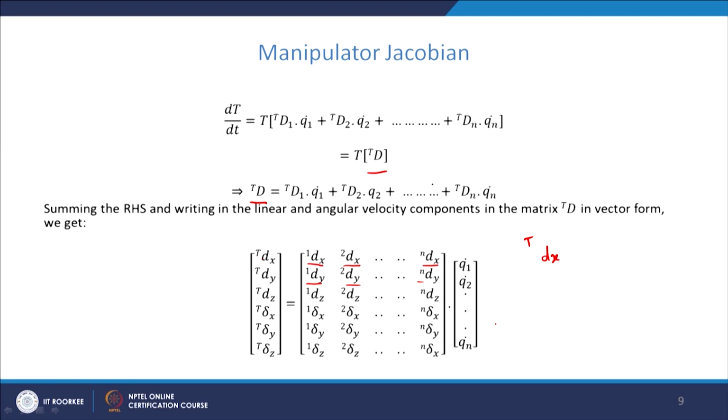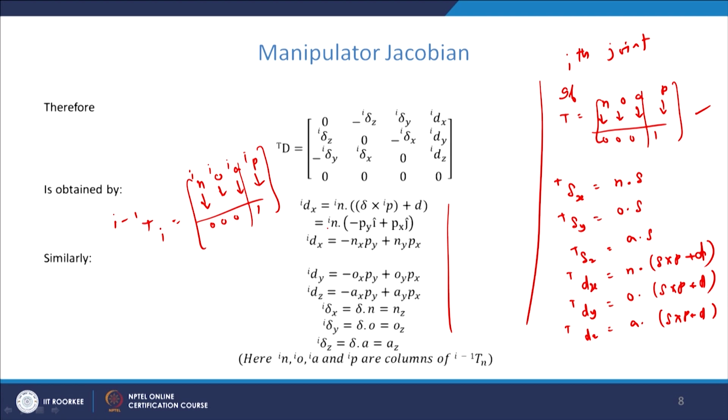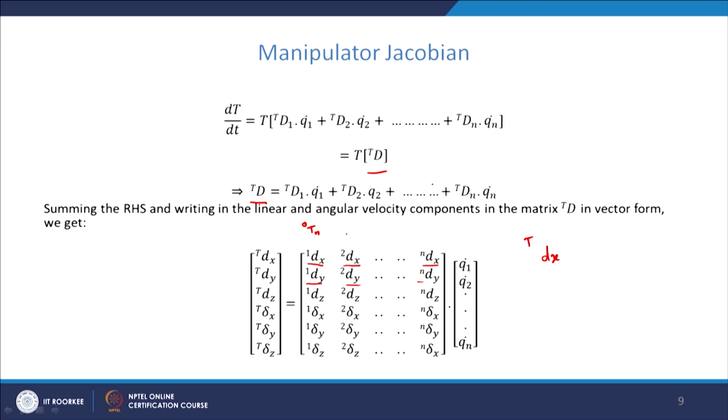So, we can easily observe that to calculate the first column here, we should take the matrix 0 T n, because when we put I equal to 1 in this, we get 0 T 1. To calculate the second column of the Jacobian matrix, we should take the matrix 1 T n, and the corresponding columns of NOAP should be used in this formula as given here. Then the last one, n minus 1 T n, should be used for calculating the nth column of this matrix. So, this procedure is illustrating how to calculate the Jacobian matrix for an n arm manipulator.